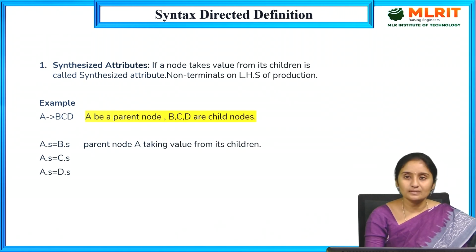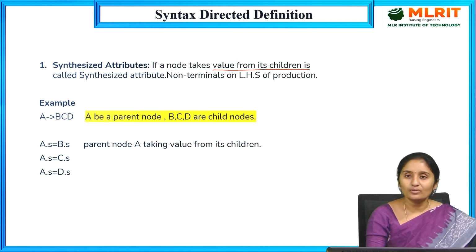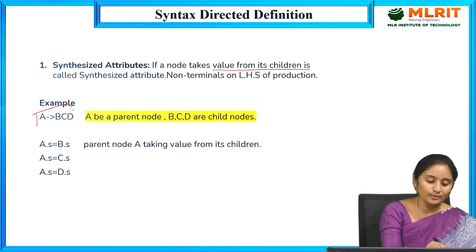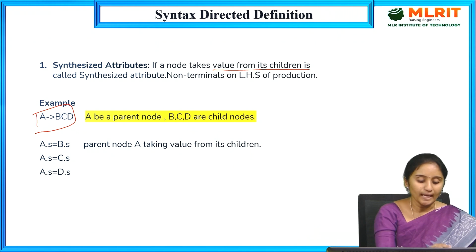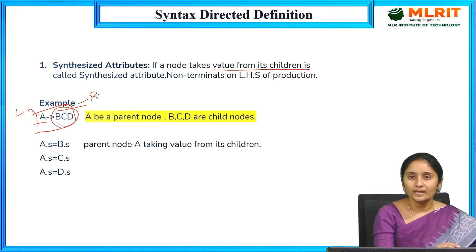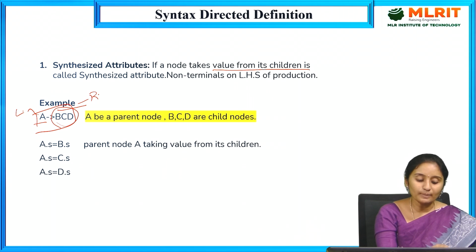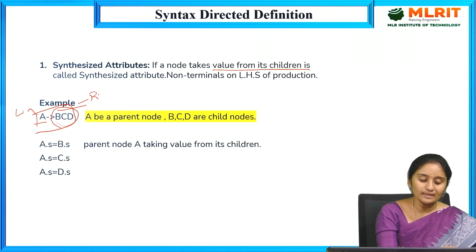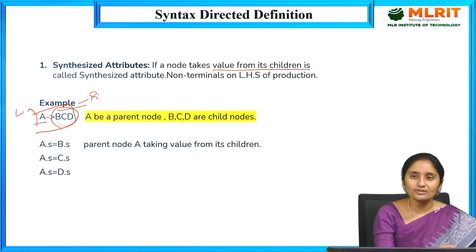What is a synthesized attribute? If a node takes its value from its children, it is called a synthesized attribute. The non-terminal lies on the LHS of the production. See here, this is my production. A is the parent node, lying on the LHS, and B, C, D are on the RHS. A is the parent of B, C, D, and B, C, D are child nodes. So the parent of B is A, the parent of C is A, and the parent of D is also A.